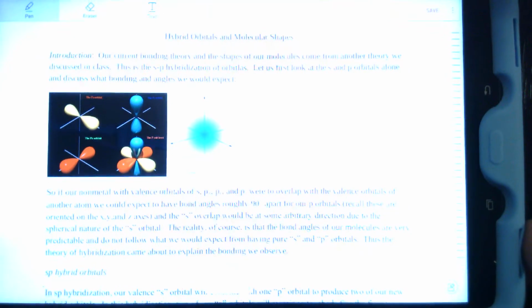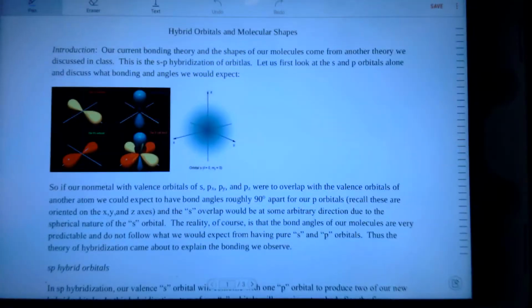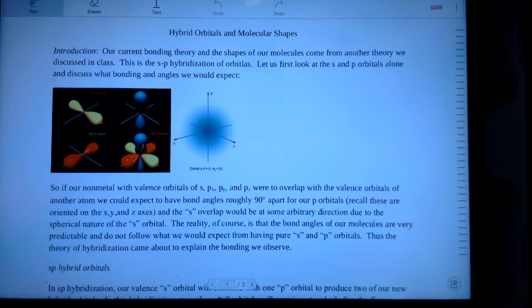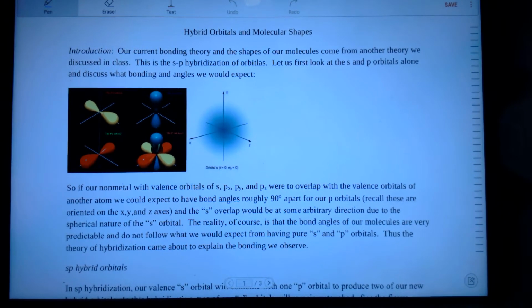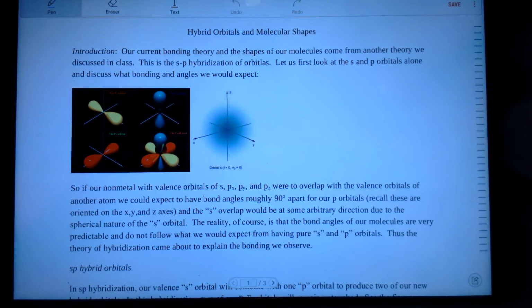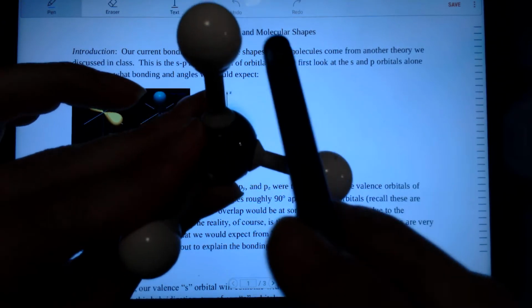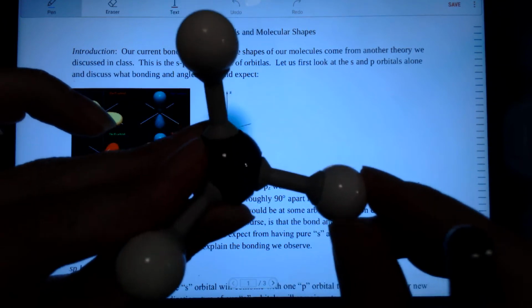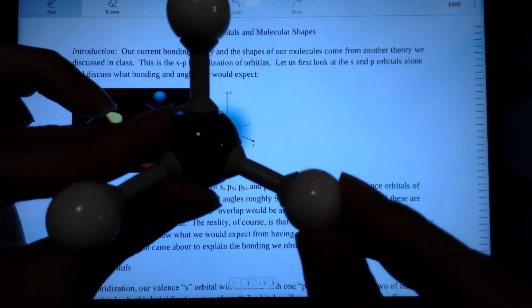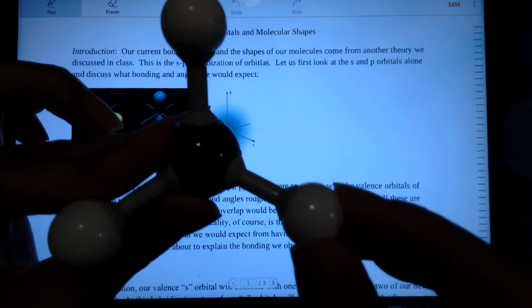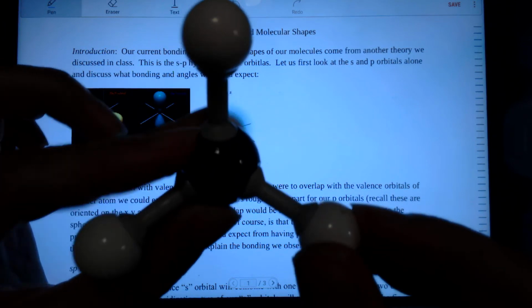So let me get our lighting correct here. This is also in your module: hybrid orbitals and molecular shapes. Think of where this whole theory of hybrid orbitals came from: it came from looking at the bonding angles of a lot of our shapes. For example, we've looked at this a couple of times. We said this is a 109.5. So how in the world do we form a 109.5 given that we're using S and P orbitals to do this?